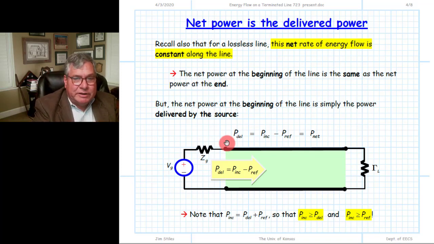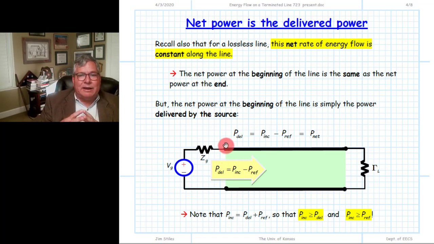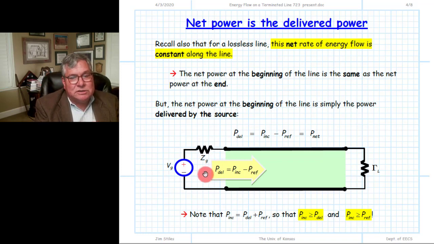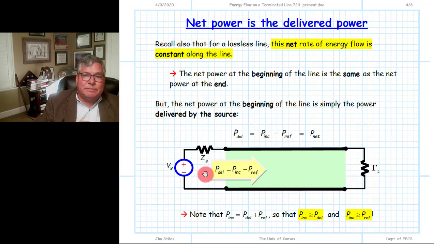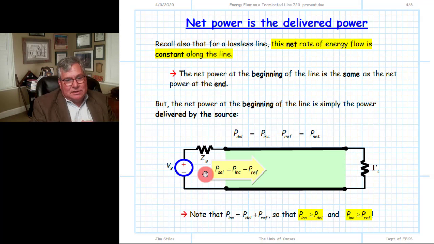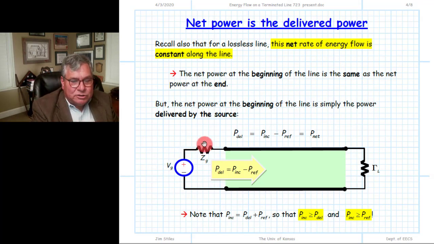By conservation of energy, it must be coming from somewhere. And of course, it is coming from the source. If we have, at the beginning of our transmission line, energy passing that location at a rate of 23 millijoules every second, it must mean that the source is delivering that energy at that rate. And so by conservation of energy, we find that the power delivered by our source must be equal to the net power at the beginning of the transmission line.